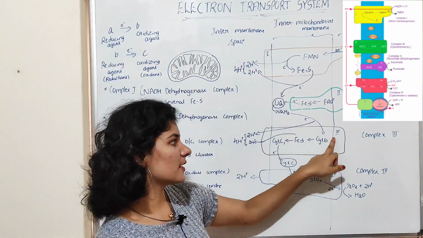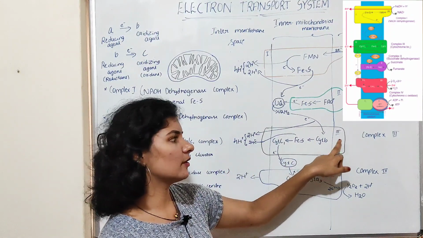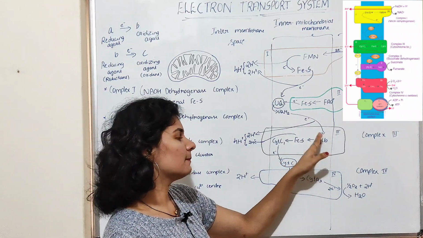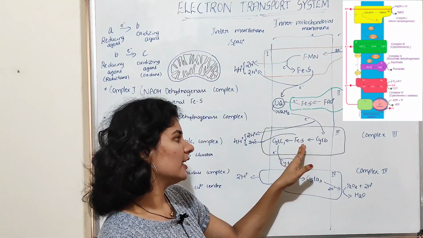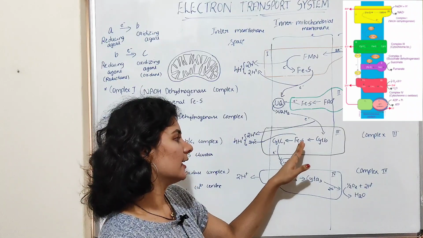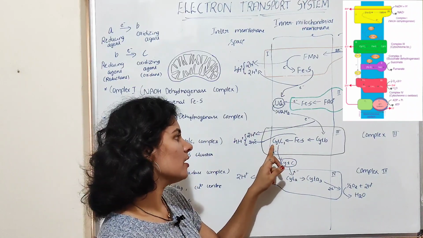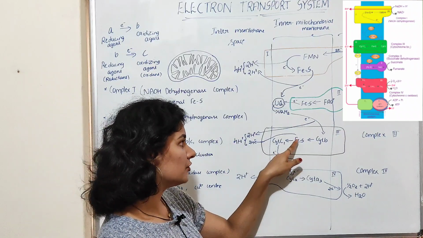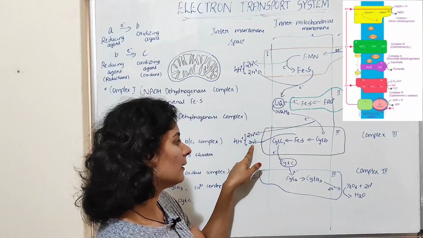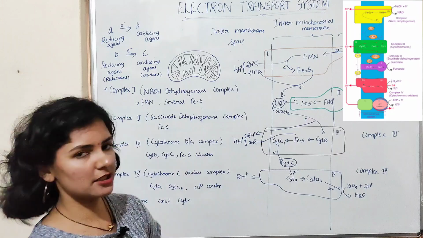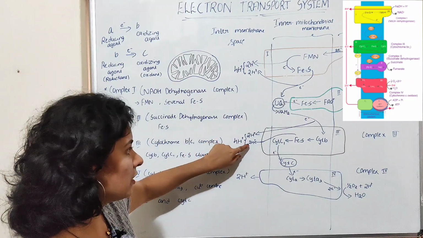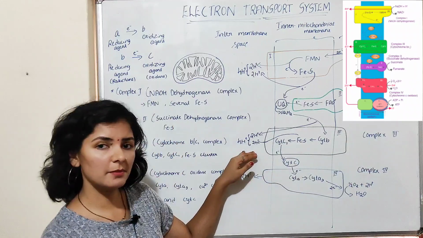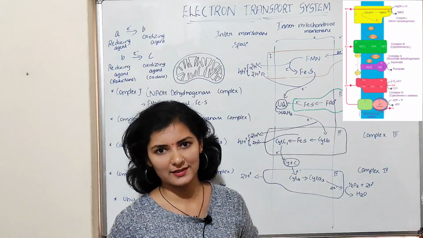Now the electron is present in the cytochrome B carrier of complex 3. So from the cytochrome B, the electron is passed to the FES cluster, and later from the FES cluster, the electron is donated to cytochrome C1 of complex 3. Again, during which 2 more protons are pumped from the matrix to the intermembrane space. So 2 plus 2 is 4. So 4 protons are pumped from the matrix to the intermembrane space through this complex 3.